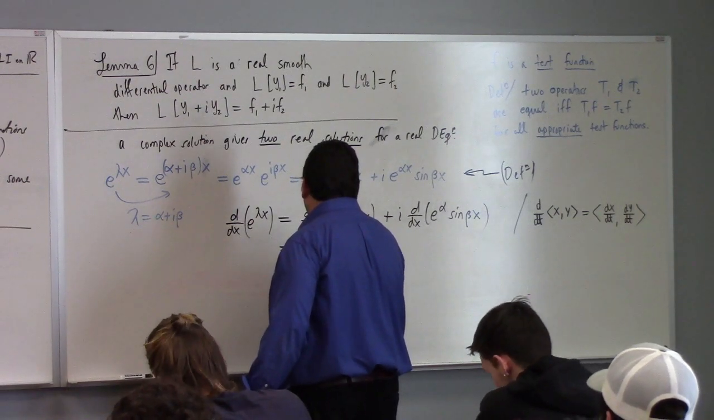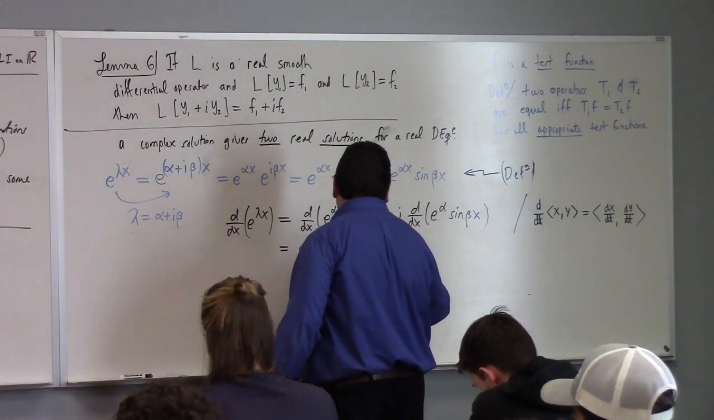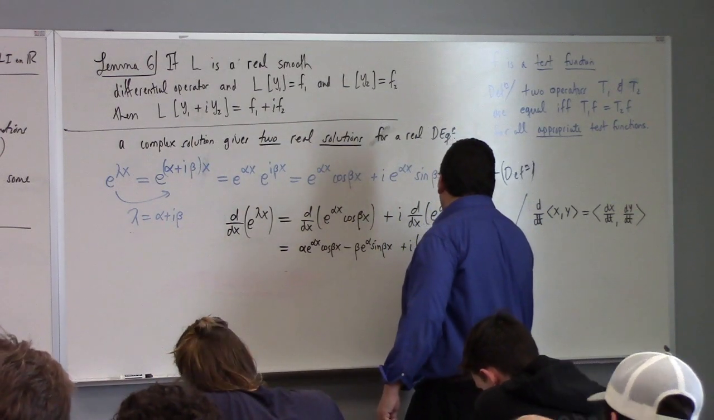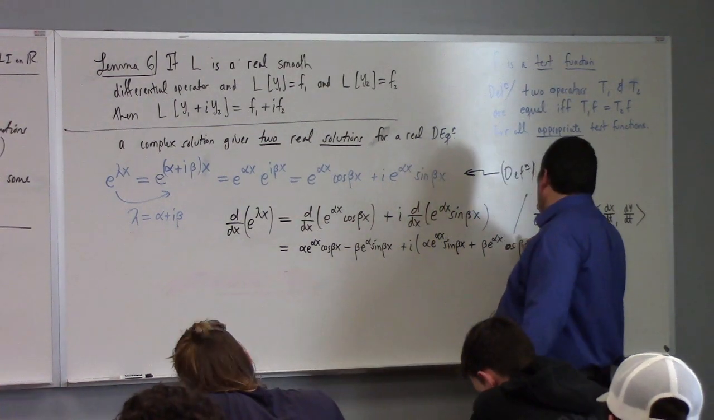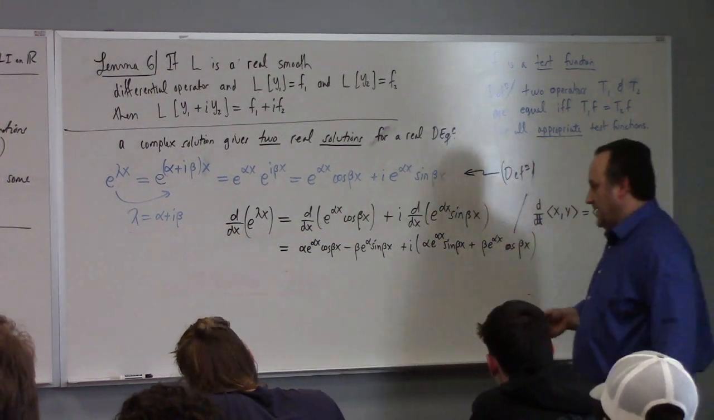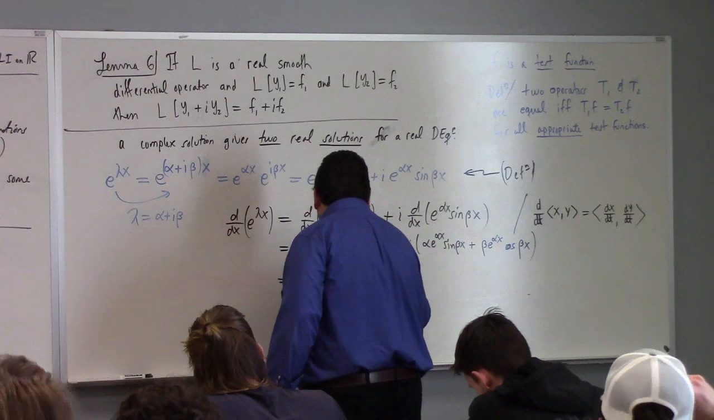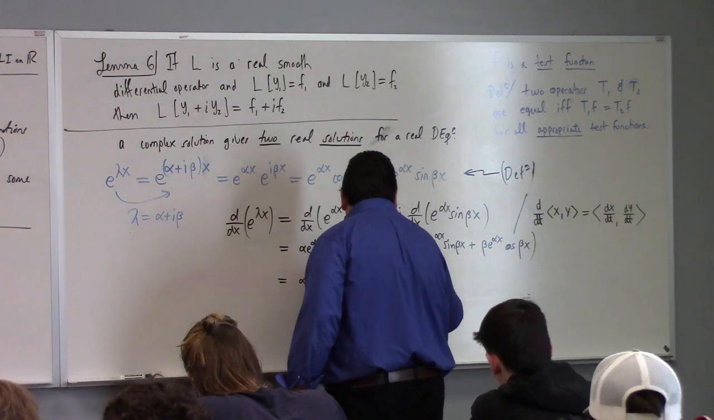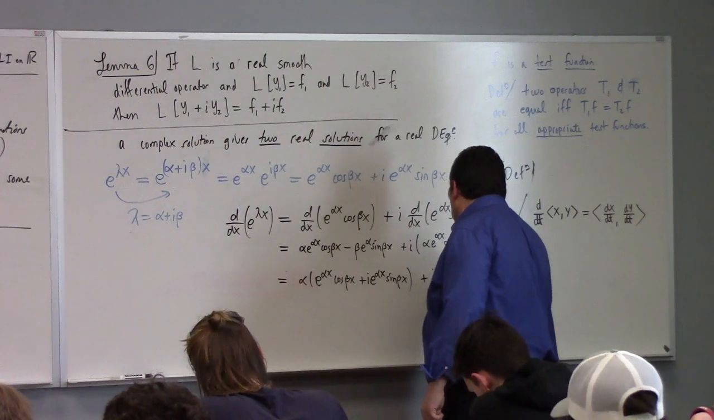So this is alpha e to the alpha x cos beta x minus beta e to the alpha x sine beta x, plus i times alpha e to the alpha x sine beta x plus beta e to the alpha x cosine beta x. So I got the product rule twice. I can factor an alpha out. I got alpha times e to the alpha x cos beta x plus i e to the alpha x sine beta x.